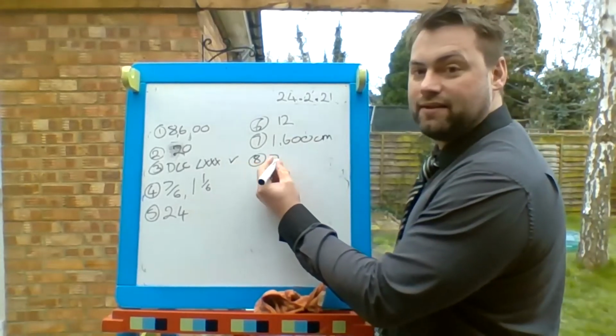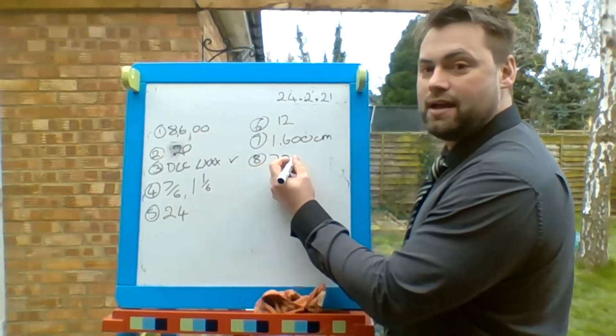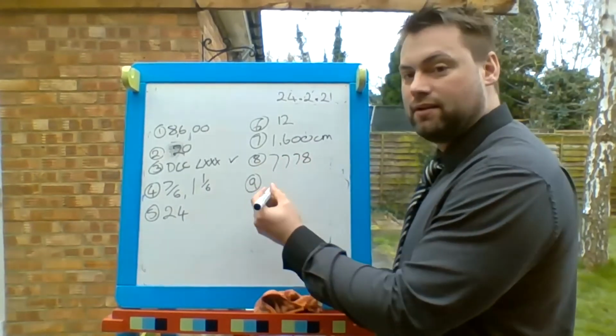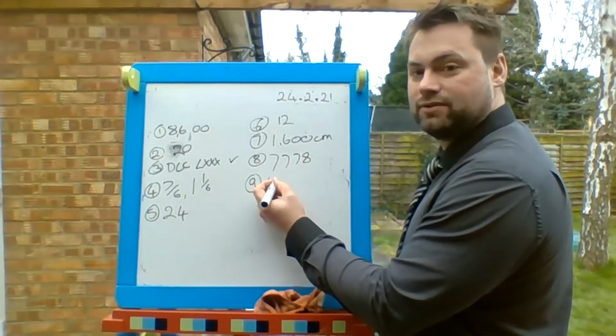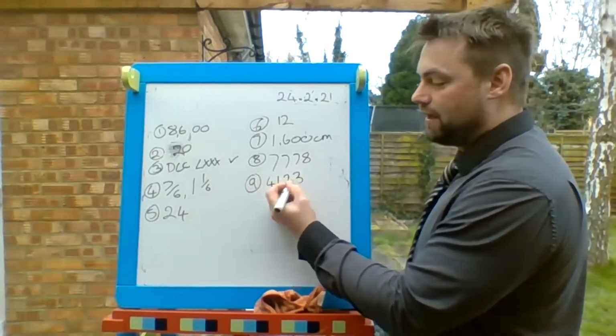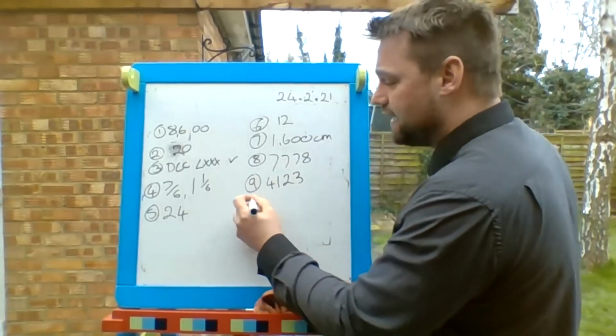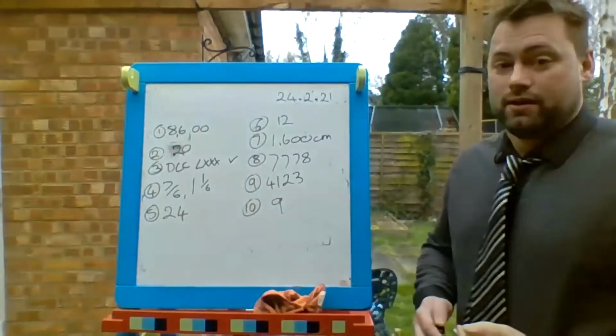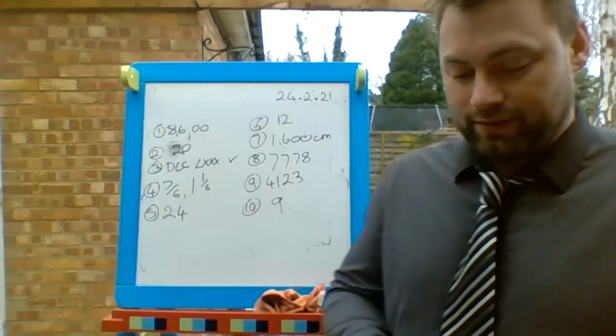Question 8, let's work this out. So we've got 7,778. And for question 9, we've got 4,123. And then for question 10, we've got 63 divided by 7, which gives us 9. So well done if you got all them questions correct.